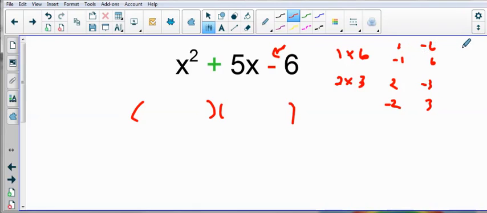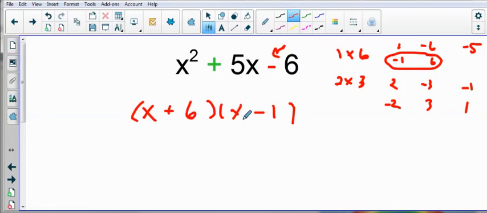Well, 1 and negative 6 makes negative 5, so that's not it. But a negative 1 and a positive 6 does make a positive 5. Positive 2 and negative 3 is a negative 1. Negative 2 and a positive 3 is a positive 1. So this is it right here. So I need a positive and a negative. Well, the positive has to be on the 6. So the positive 6 goes here, and the negative 1 goes here. Again, I check these. 6x minus 1x is positive 5x. You can go ahead and multiply that. You should always check them. So that's what you do when you have this one's a negative and this one's a positive.